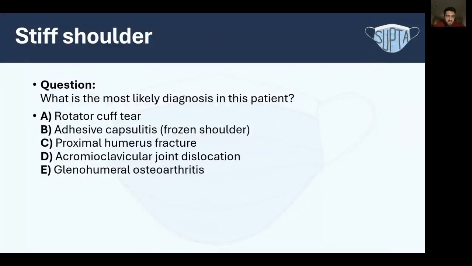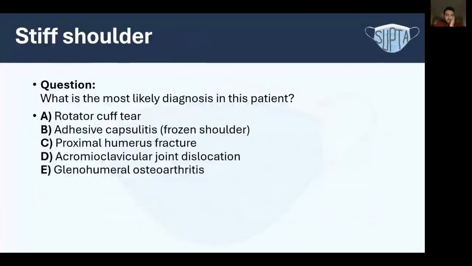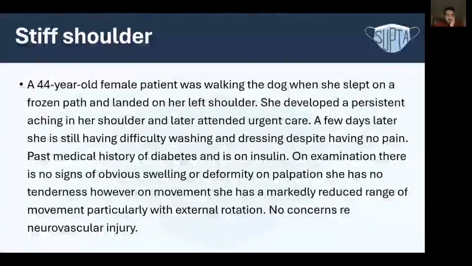The correct answer is adhesive capsulitis, frozen shoulder. And the reason is that if you go back to the case, the patient is having no pain at the moment, but just a problem with range of motion, particularly external rotation. Neurovascular is fine. There is no obvious swelling or deformity on palpation, which reduces likelihood of it being a fracture. And the patient is diabetic and on insulin, which is a risk factor for frozen shoulder.